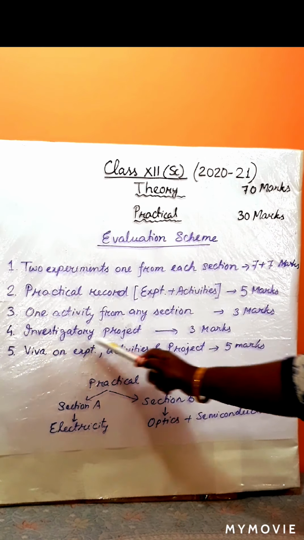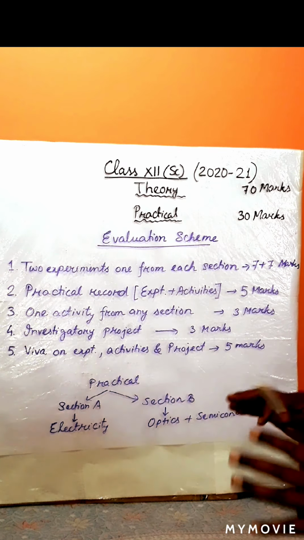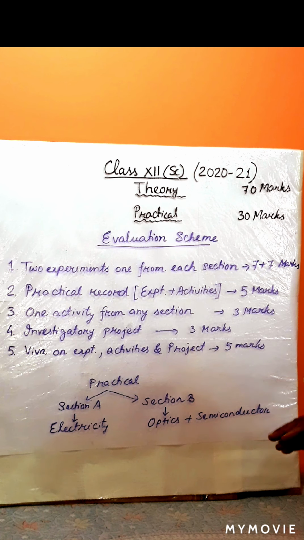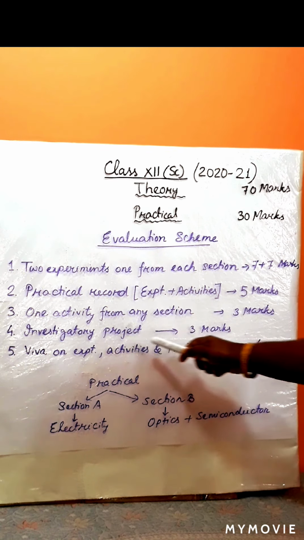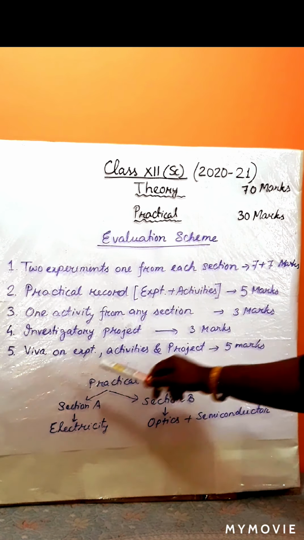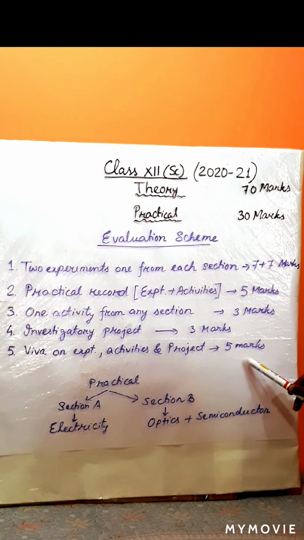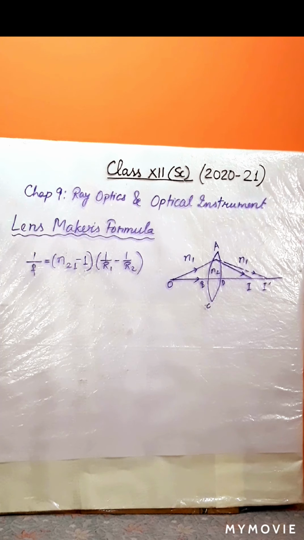Number 4 is the investigatory project. So the investigatory project also you will have to do. You have to type it on the computer and we will fix it in a stick file, and this investigatory project will carry 3 marks. Now next, Viva on these experiments, activities and project. This will carry 5 marks. So altogether here 30 marks, and you will get 3 hours.